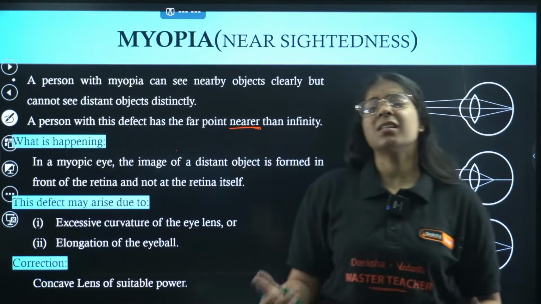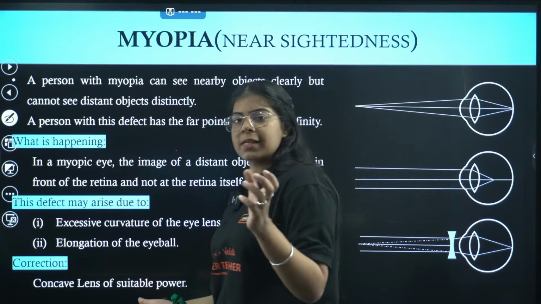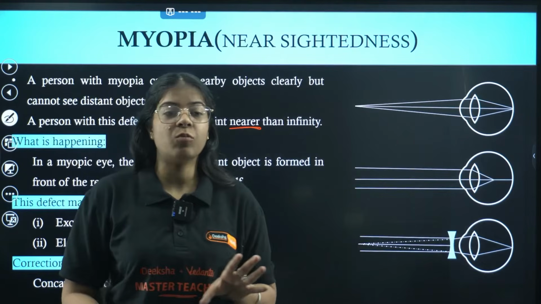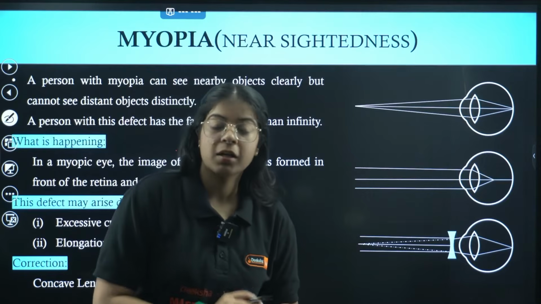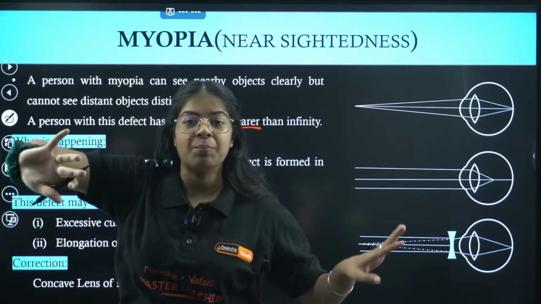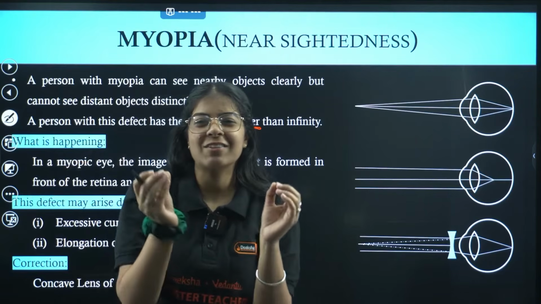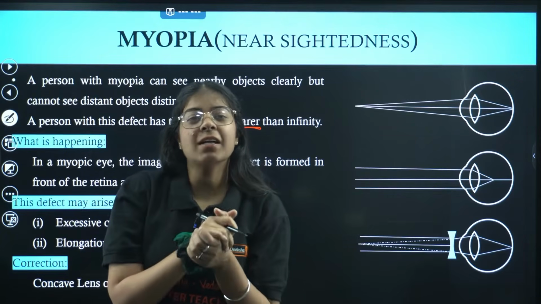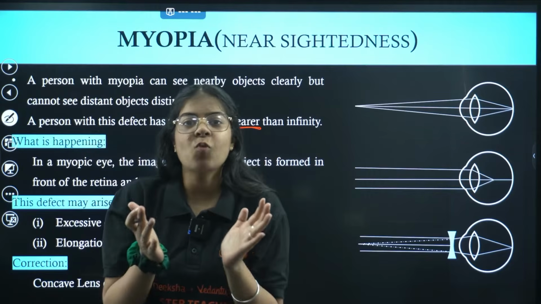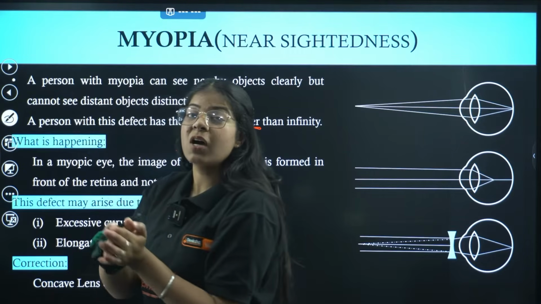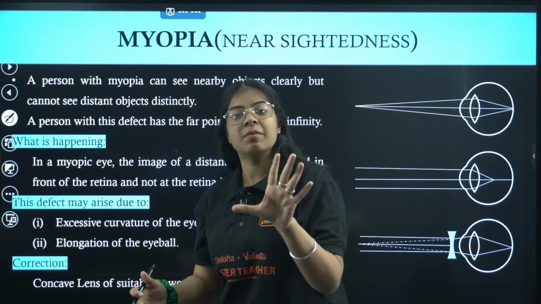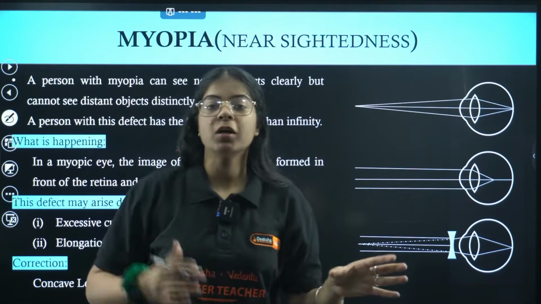So why does this defect happen? Basically the shape and size of your eyeball from your birth till your death remains the same. It doesn't grow. You must have seen that children have very big eyes. That is because their head is small, but the shape and size of the eye always remains constant from your birth till your death.